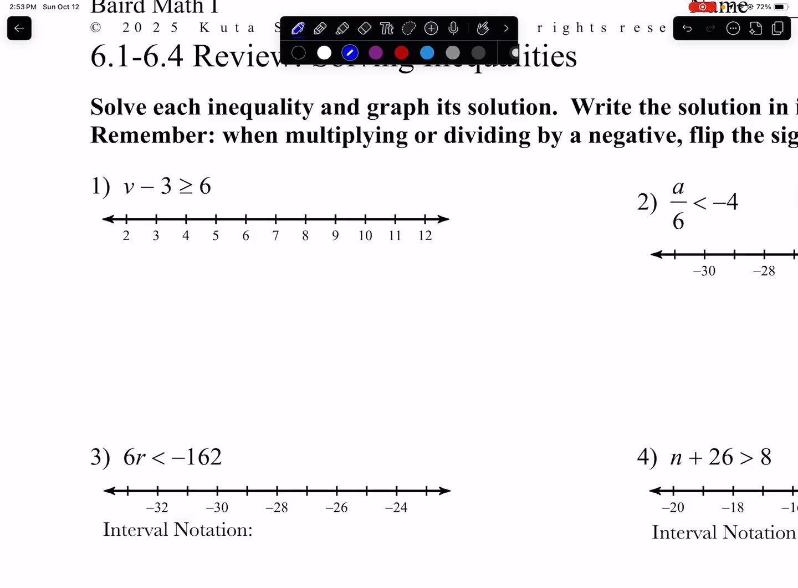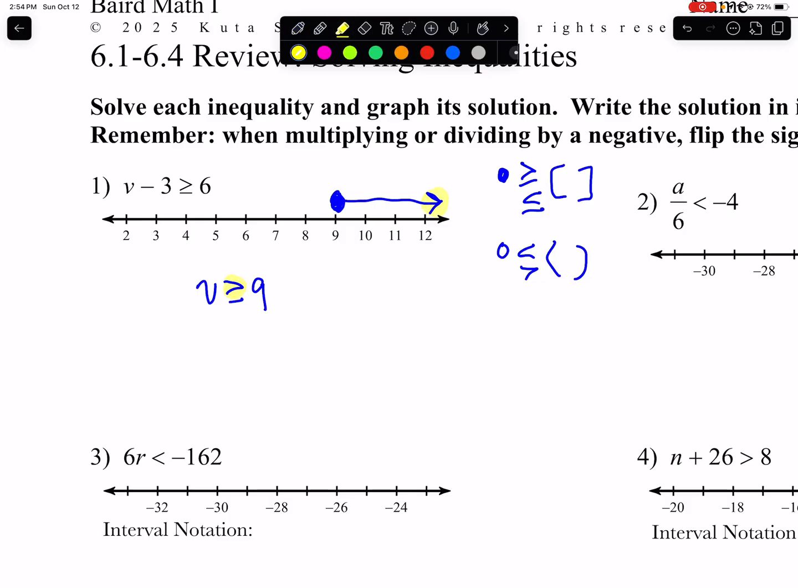I'm just going to add 3 to both sides, putting me at 9. Okay, I'm going to fill that in. Because remember, the solid dot uses these signs and these brackets. Open uses these signs and parentheses. Also, I'm going to point this way because it says v is greater than or equal to 9, meaning that I need to go bigger than that, bigger than 9. Also, you can use the trick that this sign has the same look as the arrow.